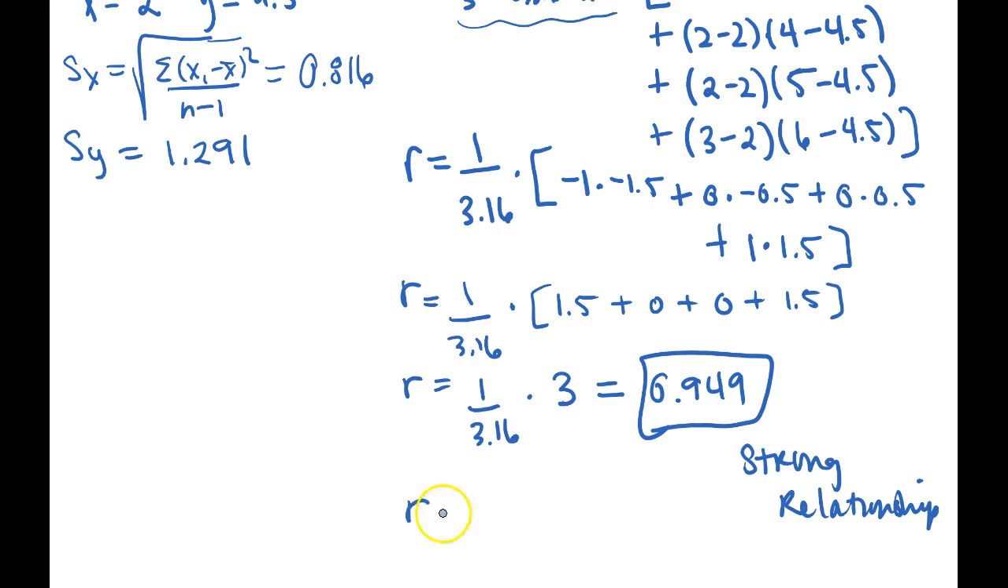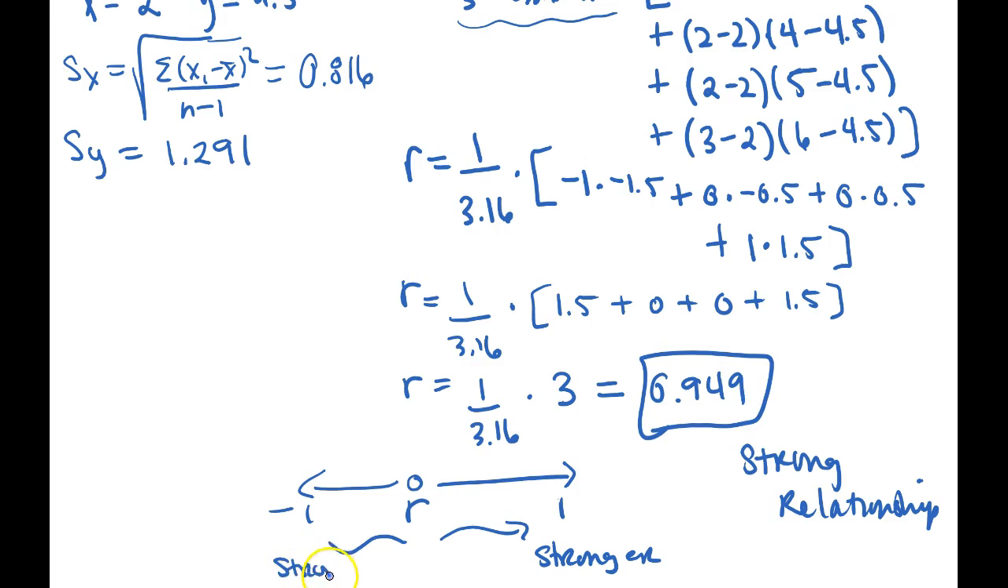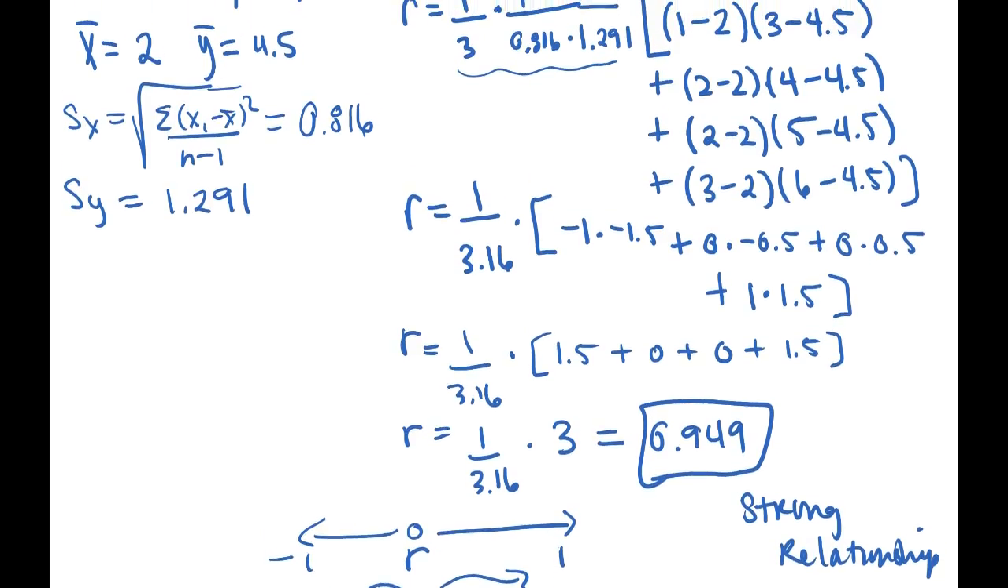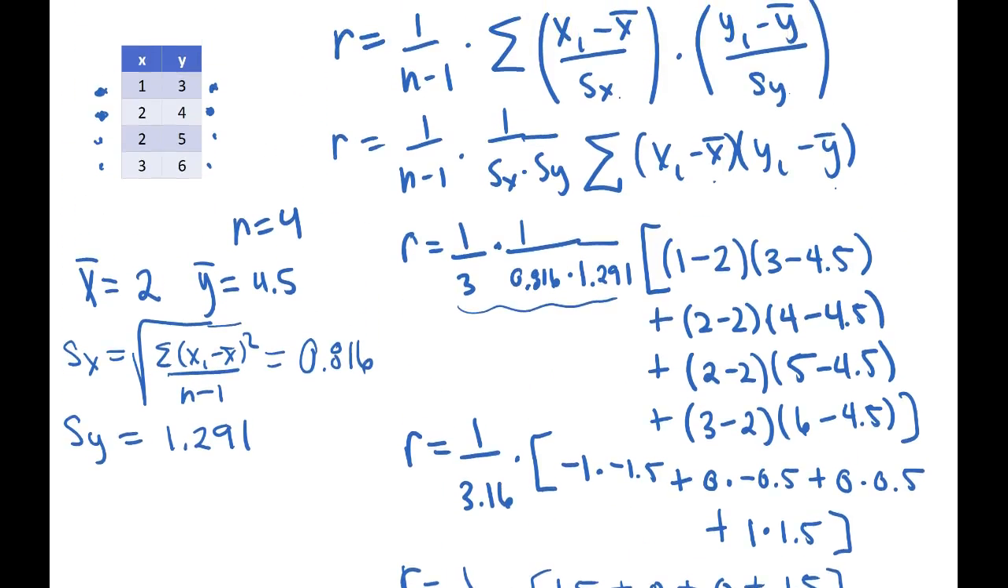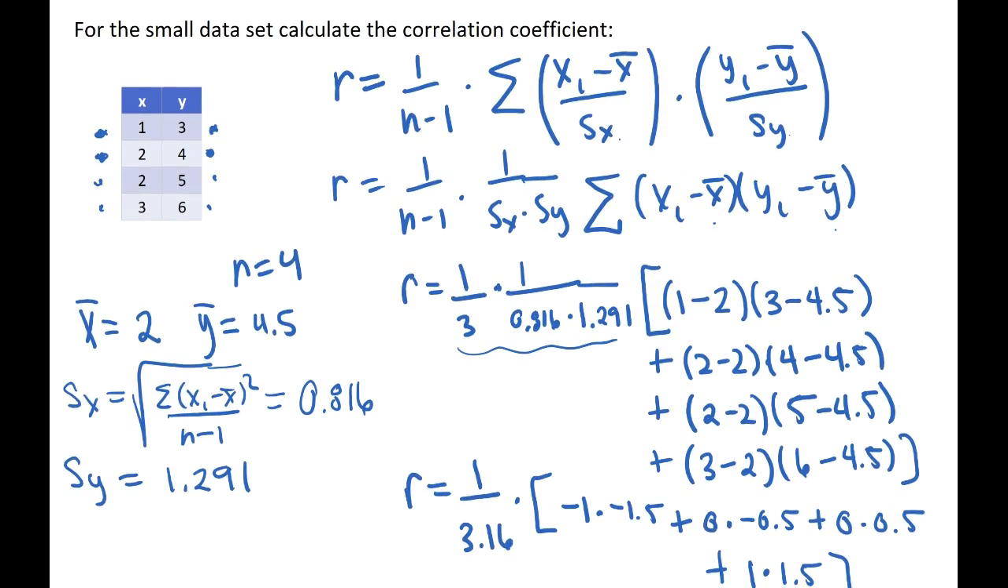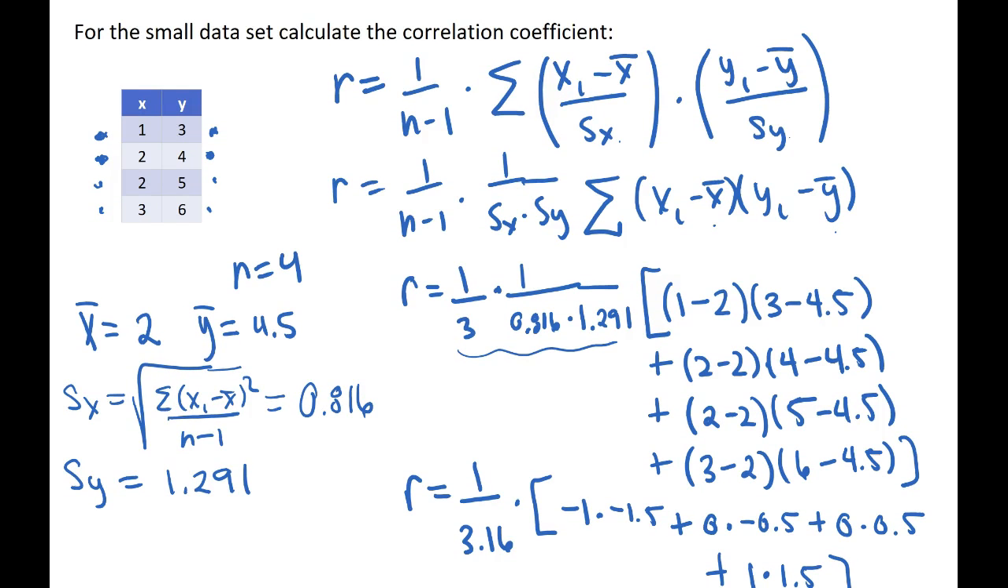Recall that our correlation coefficient goes from negative 1 to positive 1, and the further it gets away from 0, the stronger the relationship. The closer it is to 0, the weaker it is. So this is 0.95 essentially, and that's a very strong relationship. So there's a strong relationship between x and y in this example with just a couple of observations. All right, so again, we typically use software to calculate the correlation coefficient, but this is a simple way that we can also calculate it by hand.